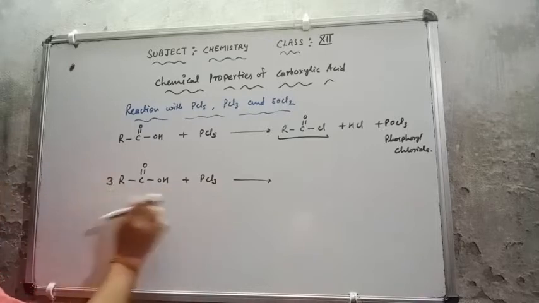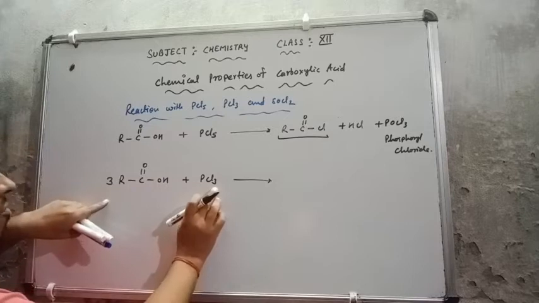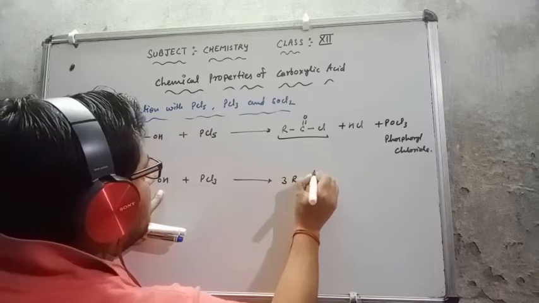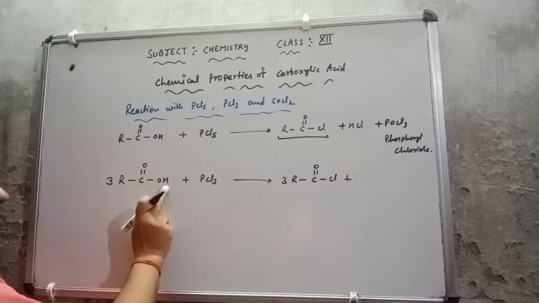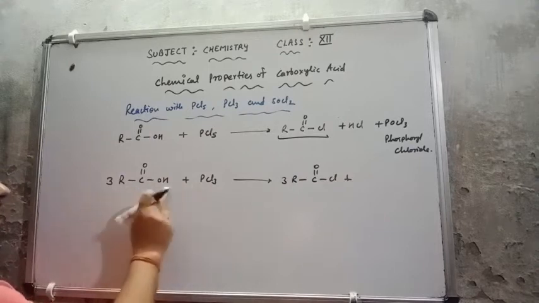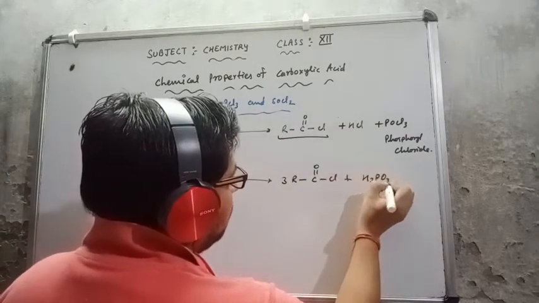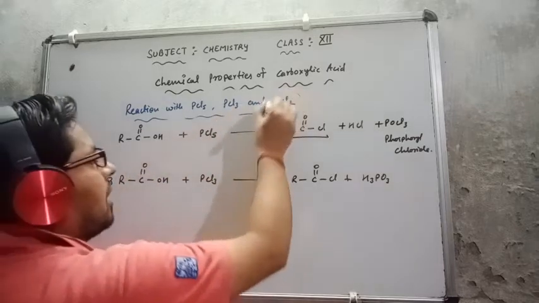So 3 molecules of carboxylic acid we will take. So 3 Cl will replace the 3 OH. So I am getting here 3 R single bond C double bond O single bond Cl. So what is left here? H3, because 3 molecules are there, and 1 P is available. H3PO3. This is the other product, H3PO3.